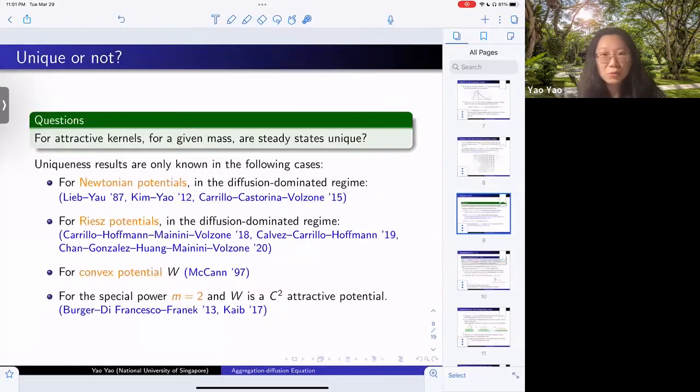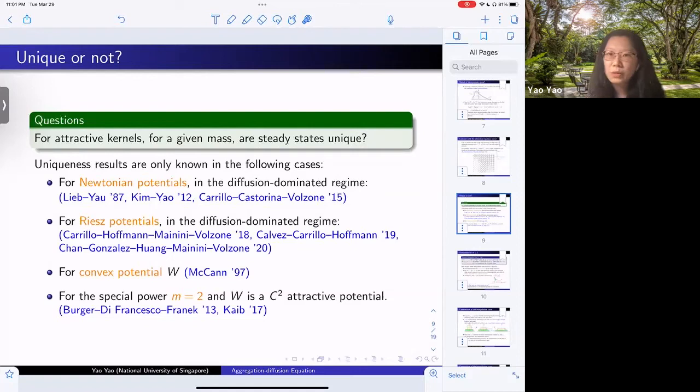Now let me move on to the next question. Once we know that all the steady states are radially decreasing up to a translation, we can further ask ourselves that, well, if now we fix a given mass, we know that all the steady states corresponding to this mass are radially decreasing. Let's up to a translation, let's all make them to be centered at 0. And then we wonder, okay, what can we say about the uniqueness within this radially decreasing class?